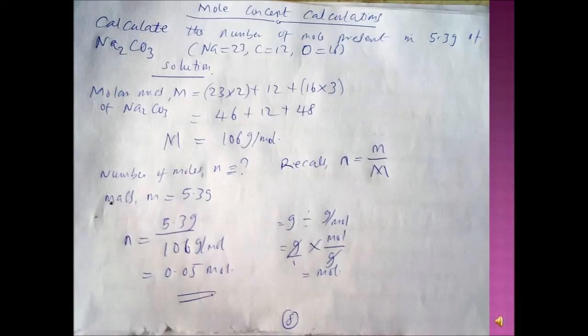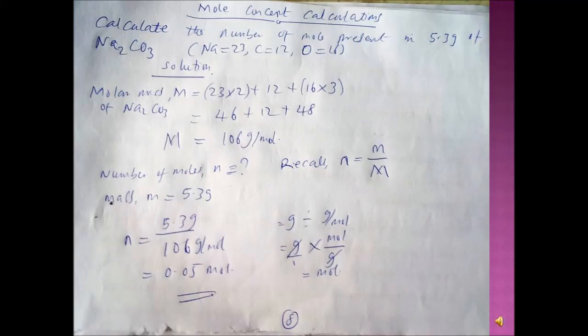Then you write your solution, starting with the molar mass, M. Sodium is 23, so multiply by 2, which gives us 46. Then we have carbon, which is 12, and then we have 3 oxygen, that is 16 times 3, since the relative atomic mass of oxygen is 16. By the time you add up, you are going to get 106 gram per mole. So molar mass is always expressed in gram per mole. Now that's our molar mass.